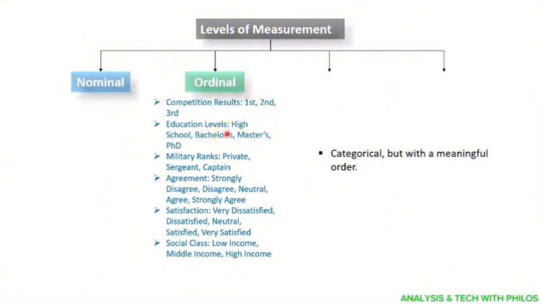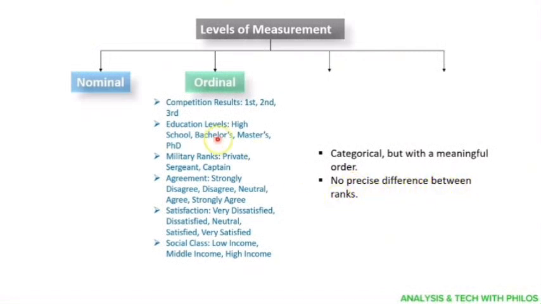And then educational level: high school, bachelor's degree, master's degree, PhD, we can rank them. So we know that someone who has a PhD has more qualification than someone who has a master's, and a master's has more qualification than a bachelor's degree. So we can rank them. Military ranks, private, sergeant and captain, we can rank them. Also your level of agreement with something, your level of satisfaction with something, or your social class, whether you fall in a low income group, middle income group, or high income group. There's a meaningful order.